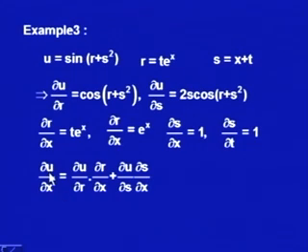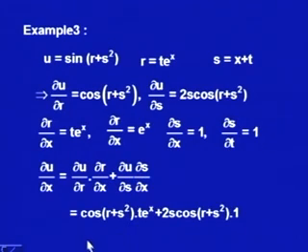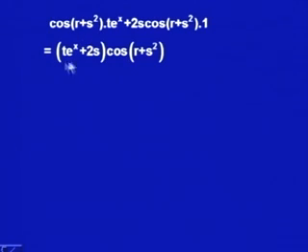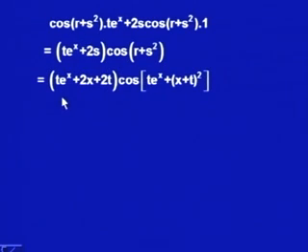So, using the chain rule, del u over del x is del u over del r into del r by del x, plus del u over del s into del s over del x. We would get cos of r plus s square into t times e to the power x, plus 2s cos of r plus s square into 1. That we can rewrite in this form, replacing r and s by the functions, that is r is t times e to the power x and s is x plus t. So, it is this one.